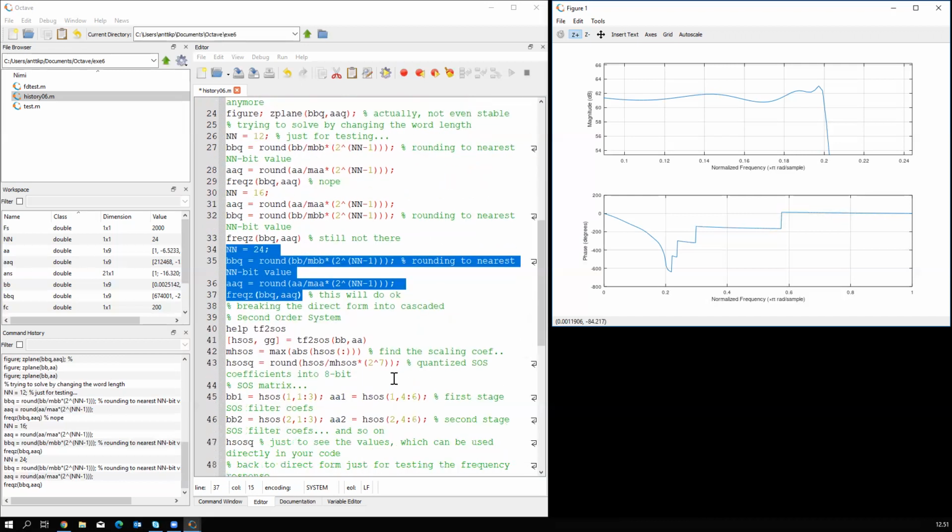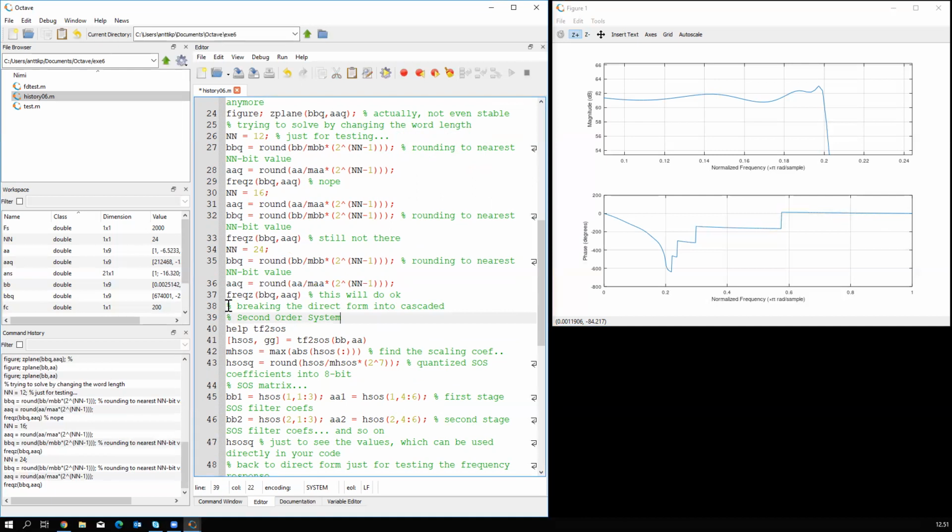All right. So that's how you find basically how many bits you need for a filter. And this was using this one single block of direct form filtering. Then we start breaking the direct form into cascaded second order systems.